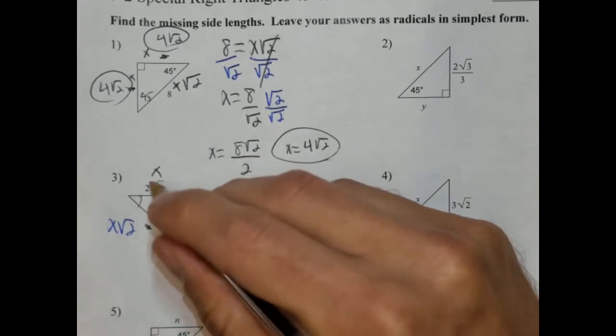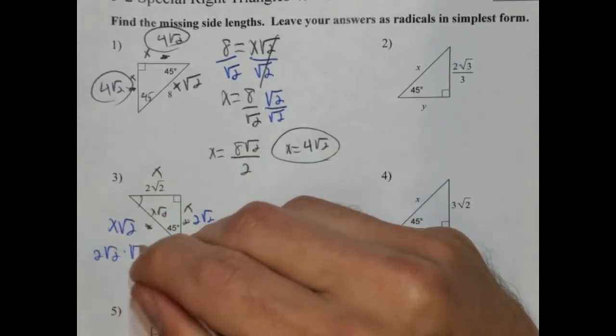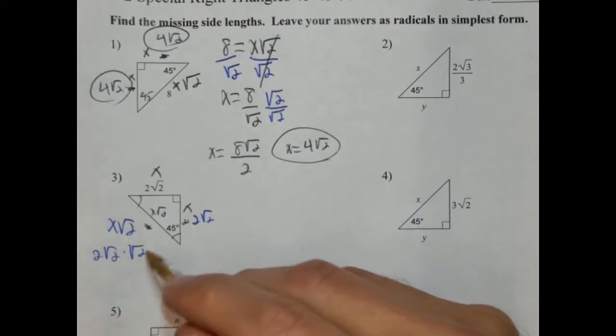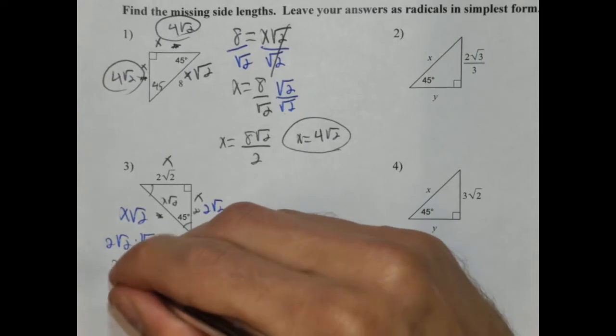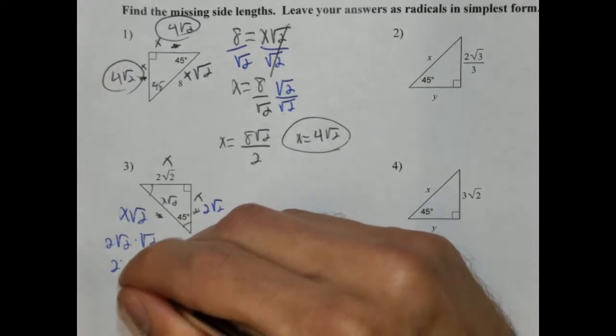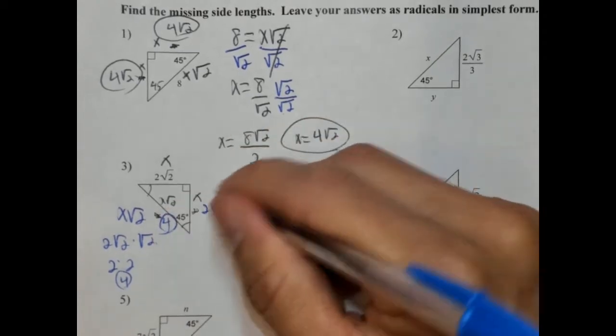So we're going to take this value, that's going to be our x, so 2 radical 2. And we still have to multiply by radical 2. So this is our x, that's our radical 2. Radical 2 times radical 2 would just give us 2. We still have the 2 on the outside. So this is 2, and then 2 times 2 is 4. So this is 4. Okay?